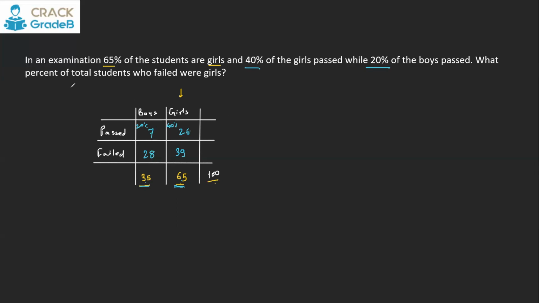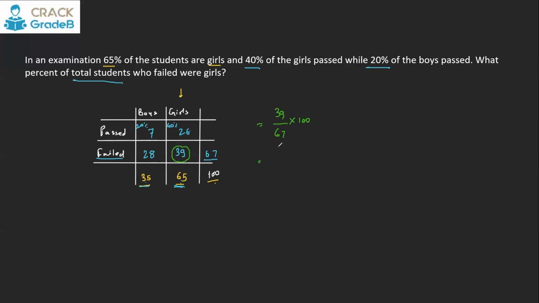Now they are asking, what is the percent of the total students who failed were girls? So the number of failed students is 67. The total failed students are 67. They are asking, out of those 67 students, what is the percentage of girls? So out of 67, 39 are girls. So they're asking, 39 is what percent of 67? So this is how you can calculate.